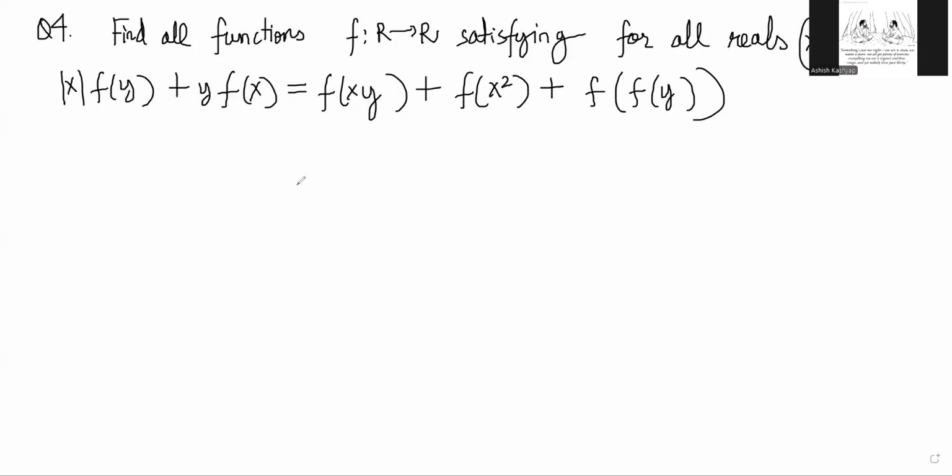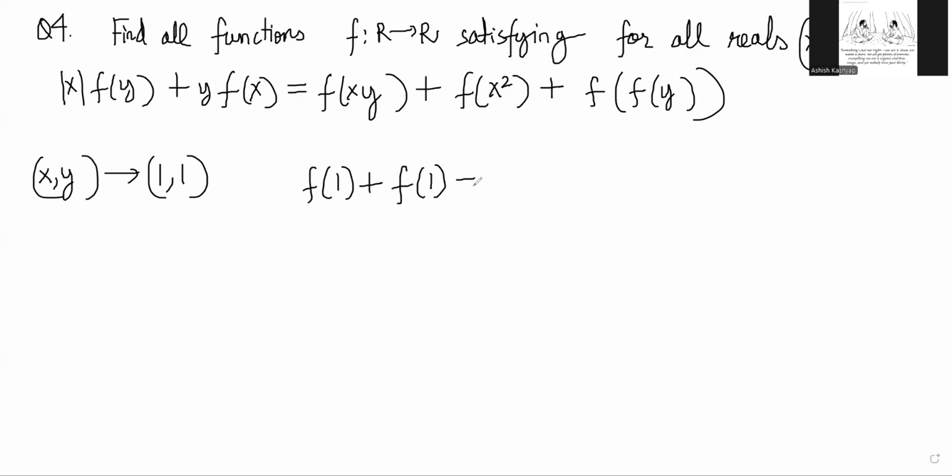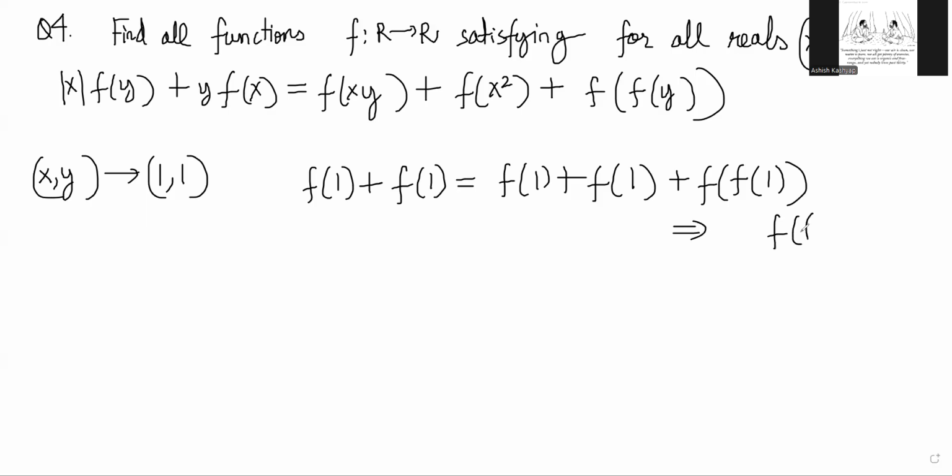This is the situation. Okay, so we start off by taking some values, put x and y as 1 and 1. If you do that, what will come? f of 1 plus f of 1 is equal to f of 1 plus f of 1 plus f of 1, right? Which implies that clearly f of 1 is 0. That's the first thing that we get.